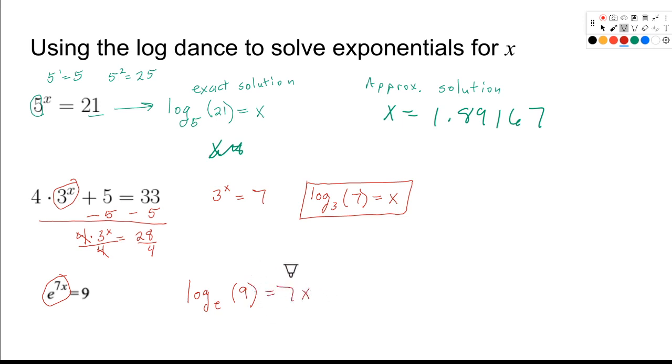Now this is not an exact answer because we don't have x isolated. We don't have x equals, right? Like we did in, I guess I should box these in. Well, I'll box in the exact solutions. We ended up with x equals, but now we've got 7x equals, so for this one it's a little different. We've got to divide both sides by 7.